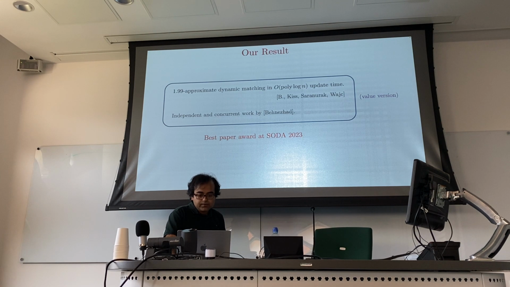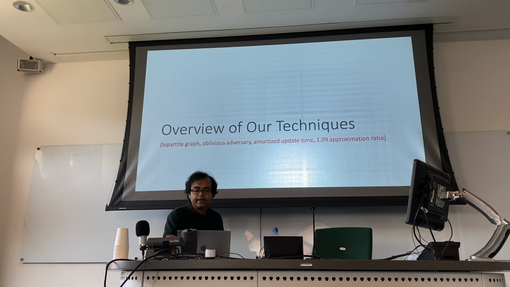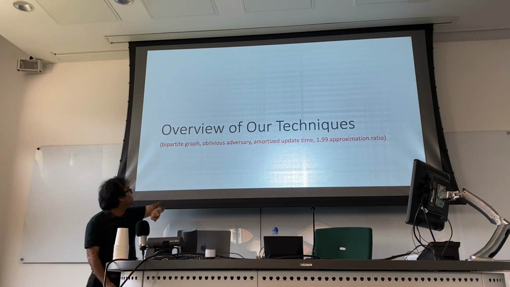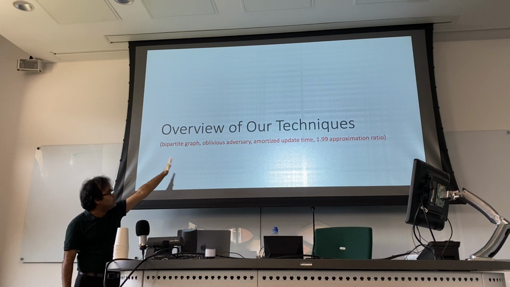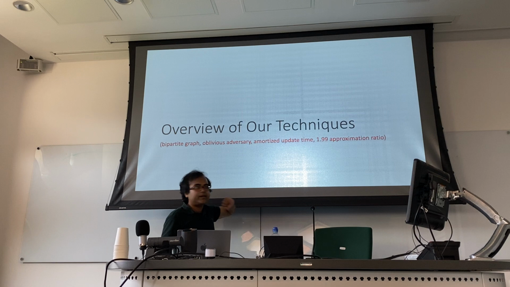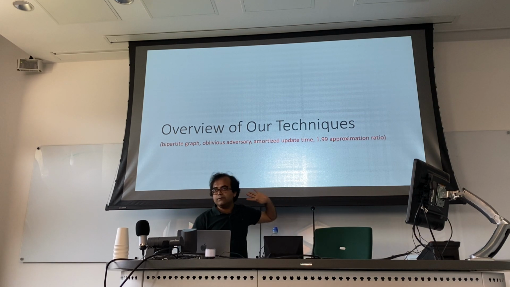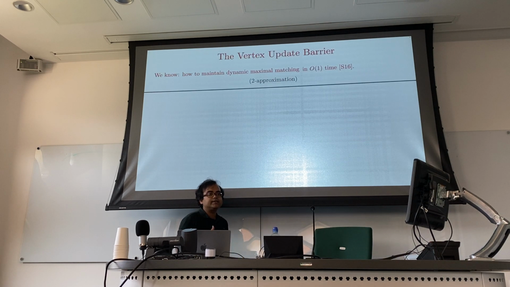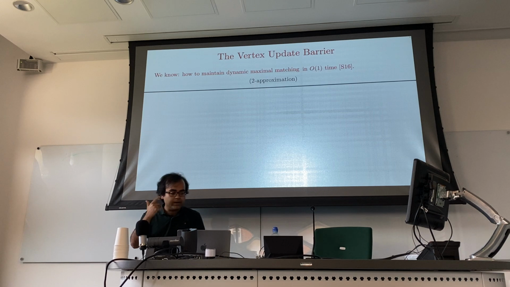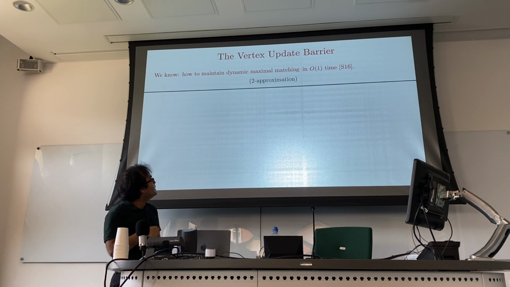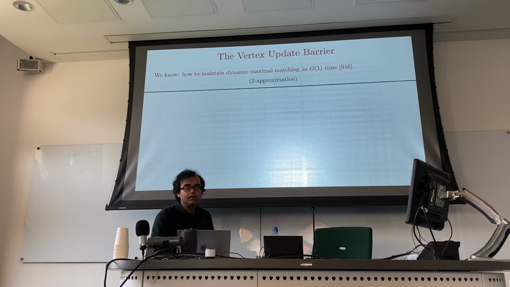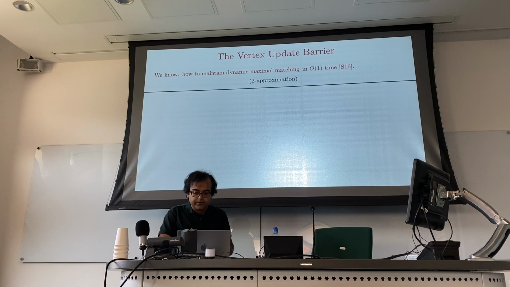So let me now just give a brief overview of the techniques, and I'm going to assume all kinds of simplifications. I'm going to assume bipartite graph, oblivious adversary, amortized update time, just slightly better than 2 approximation ratio, just to highlight the key idea. So what is the main technical challenge in getting better than 2 approximation in polylog update time? In this particular topic, it's known as the vertex update barrier. And the vertex update barrier is as follows.